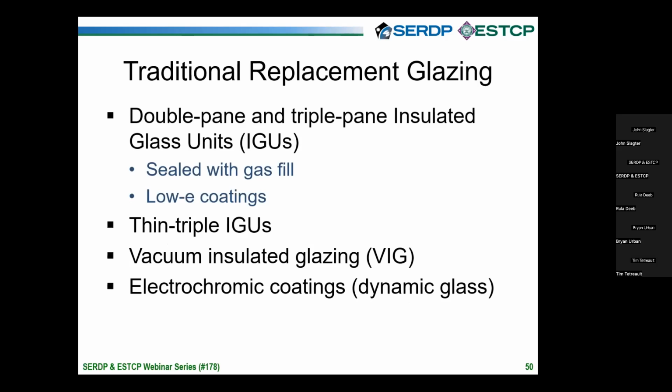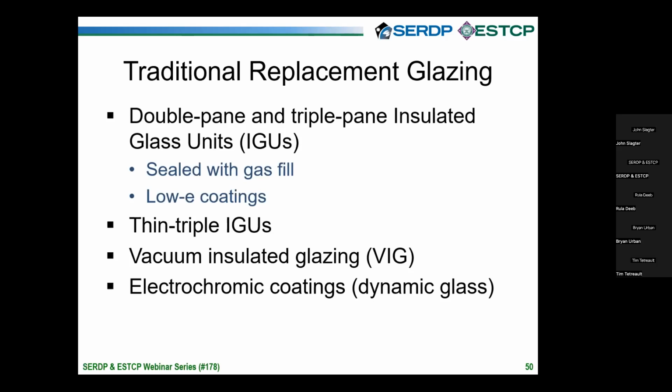So the traditional approach to dealing with a poor performing window is to take out the old window and throw it in a landfill and install a new window. And there are products out there that do improve energy performance over older windows. Double pane windows, IGUs, are 2 panes of glass with a spacer that are sealed. There's typically a low E coating, a silver-based low E coating on the inside. And the cavity is filled with argon gas or krypton gas.